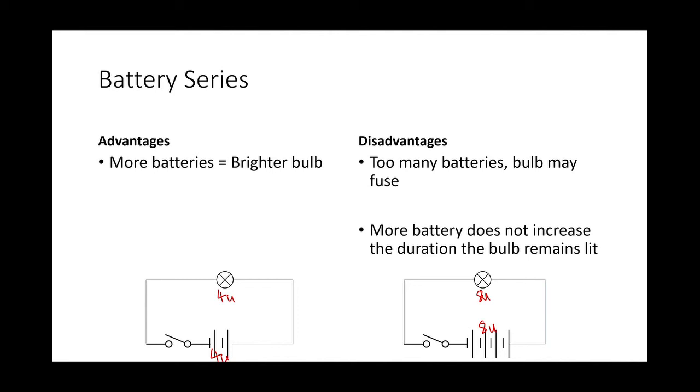Another disadvantage is when you add more batteries, it does not increase how long the bulb remains lit, because they are still using the same amount of electricity. Let's say for example the one on the left side lasts for 1 hour, the one on the right side, although you have more batteries now, will still last the same amount of time. Because now with more batteries, the bulb is just going to use up more electricity every single second. So that's why the amount of time they will last is still the same.